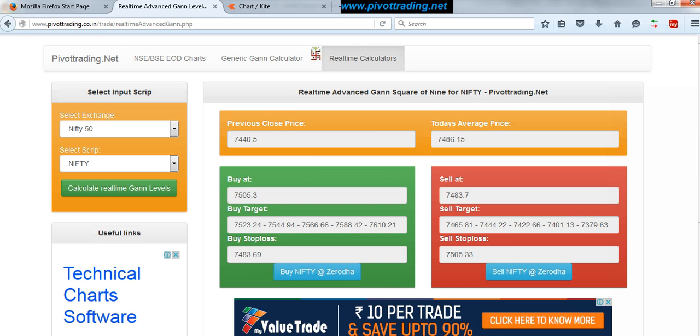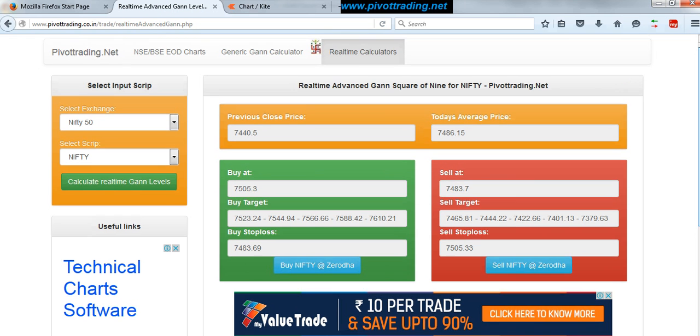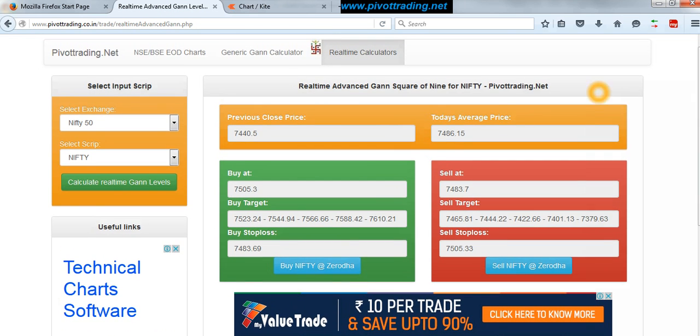Oh, so this looks colorful. And here now the beauty of this particular real time GAN calculation is you are now free from finding out what is the right value you need to enter, what time you should enter. Now you can use this calculator blindly at any point of time during the day, and it will just find out the proper levels for you based on the market movement or the market prices at that point of time.